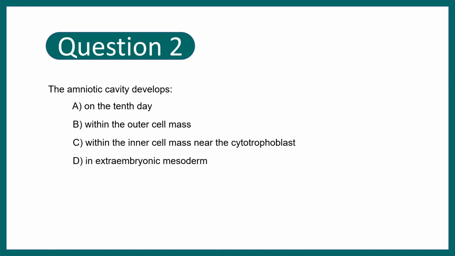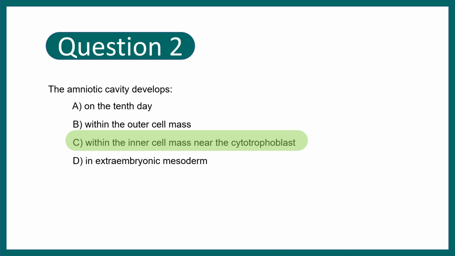Second, question number 2 says the amniotic cavity develops on the 10th day within the outer cell mass, within the inner cell mass, near cytotrophoblast, in the extra embryonic mesoderm. So this question would help you to get familiarized with all these terms because these terms are important. At any moment, if you find these terms are alien to you and you don't know anything about them, you can click on the video in the I button and within a span of 10 minutes, you would learn it all. That's my promise. Anyway, here the correct answer would be the inner cell mass.